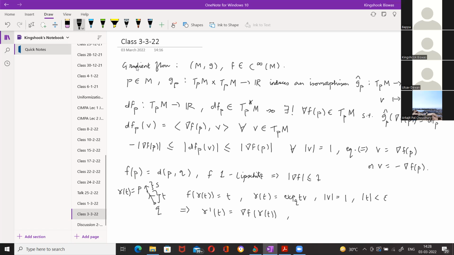Okay. So what does that mean? That means geodesics through Q, sorry, are integral curves of grad f, and grad f is, let me write this as d sub q. This is the distance function from the point q.